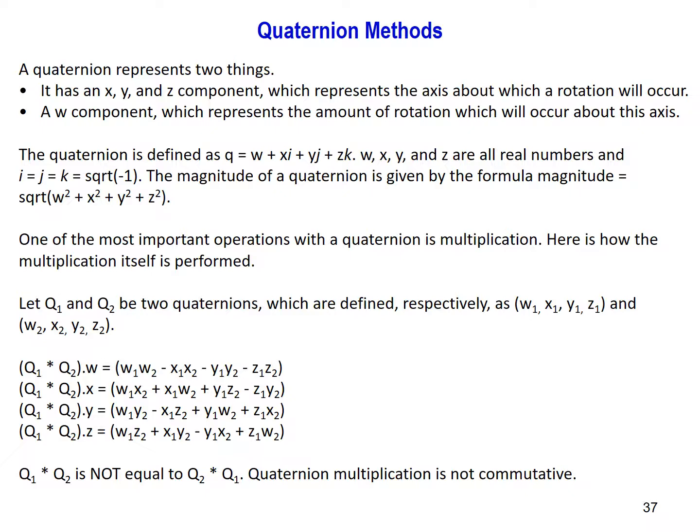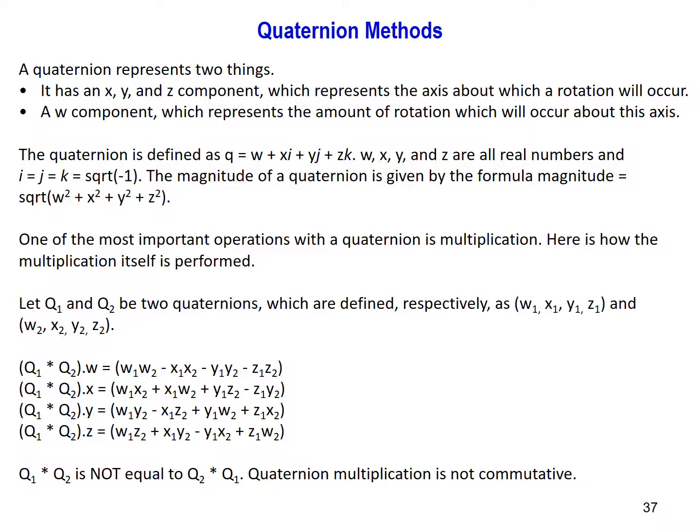The quaternion is defined as Q equal to W plus Xi plus Yj plus Zk, where W, X, Y and Z are all real numbers and i, j, k are imaginary units whose value is square root of -1. The magnitude of a quaternion is given by the formula square root of W squared plus X squared plus Y squared plus Z squared, and the magnitude of a unit quaternion is 1.